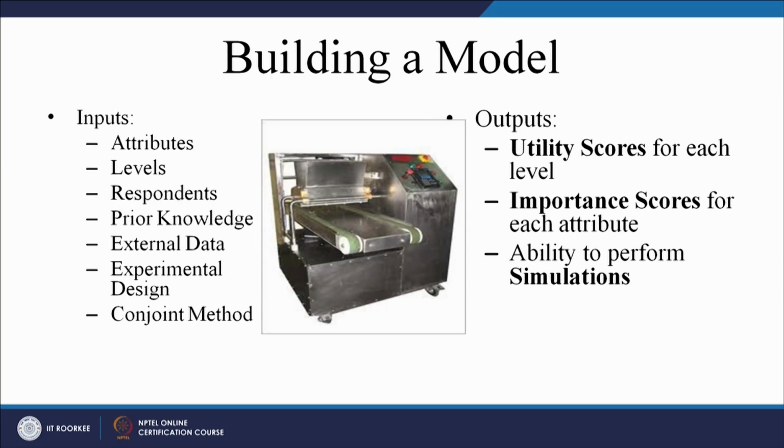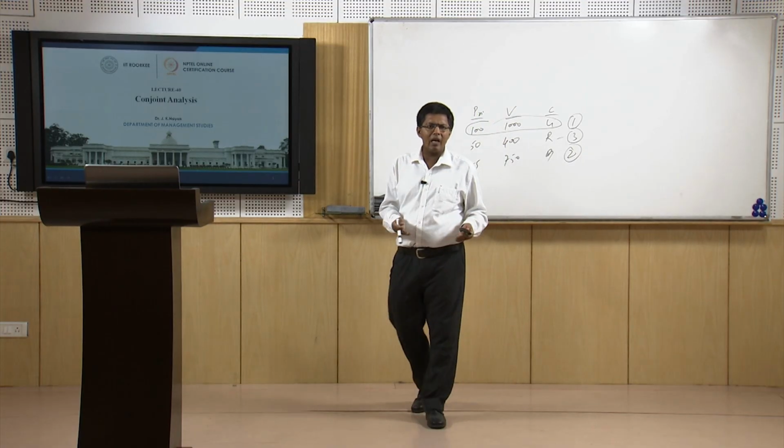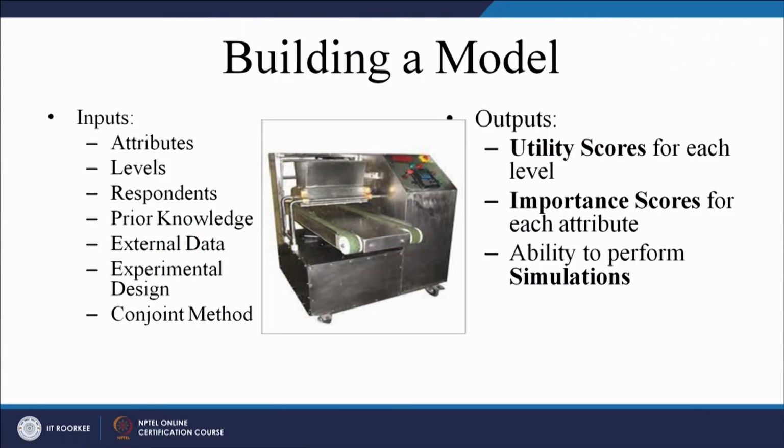Okay. Now, let us see this case. It is building a model. This is where conjoint analysis comes into play. So, the inputs are the various attributes, like size, price, all this; labels, since each attribute has several labels; respondents, their prior knowledge, external data, experimental design, and finally the conjoint method. Outputs are the utility scores for each level. So, at different levels, the scores are available to the marketer. Importance scores for each attribute, so how important is a particular attribute, and finally the ability to perform simulations.